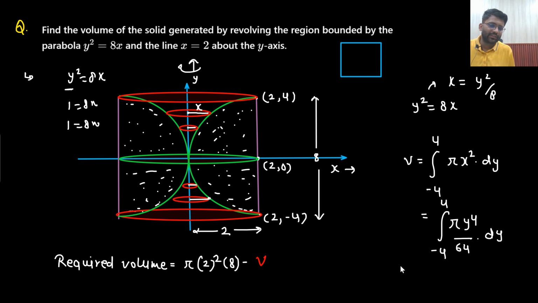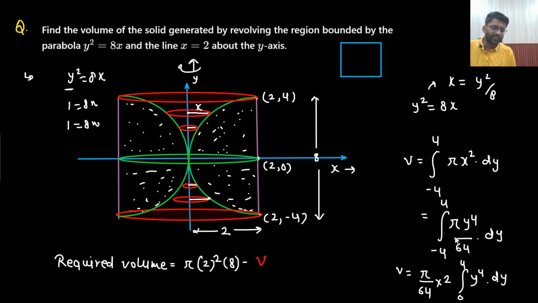So what is the volume v we are getting? Pi by 64 outside. Between minus 4 to 4, so 2 you take outside, 0 to 4, y to the power 4 dy. Why did I take 2 outside? Because it is an even function. So pi by 32.